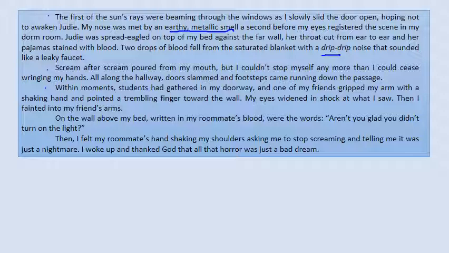On the wall above my bed, written in my roommate's blood, were the words, "Aren't you glad you didn't turn on the light?" Then I felt my roommate's hand shaking my shoulders, asking me to stop screaming and telling me it was all just a nightmare. I woke up and thanked God that all that horror was just a bad dream.